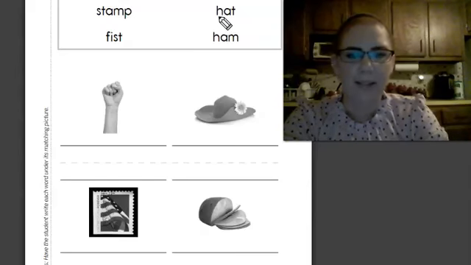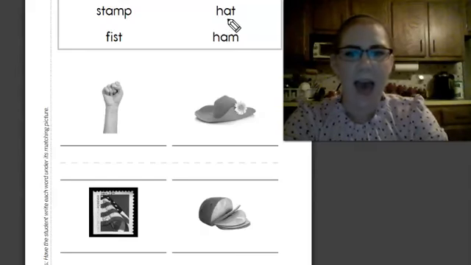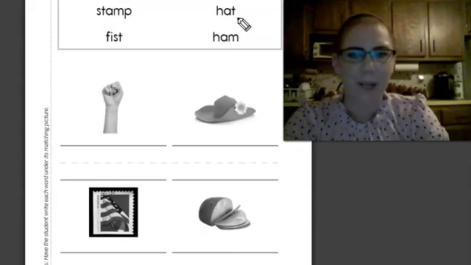What do we have next? Let's sound it out. Say the sounds with me. Hat. Hat. That's an easy one. Find the picture of the hat and write the word underneath.